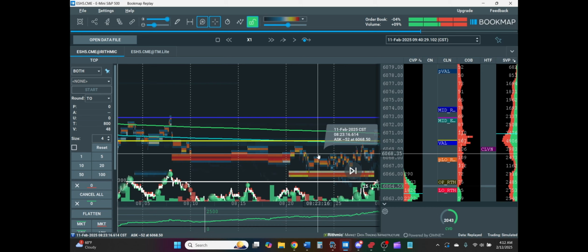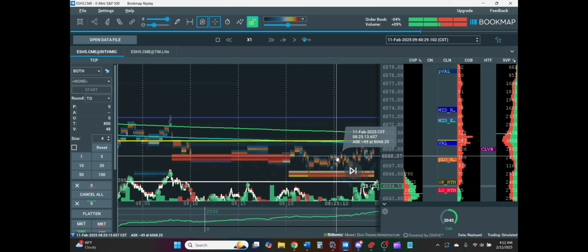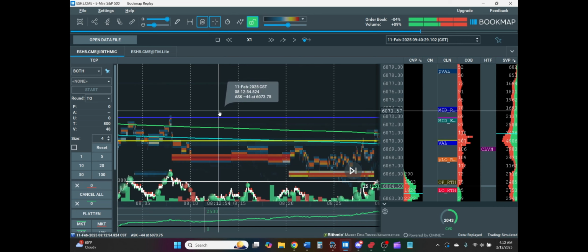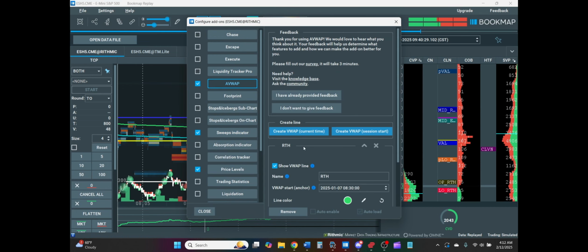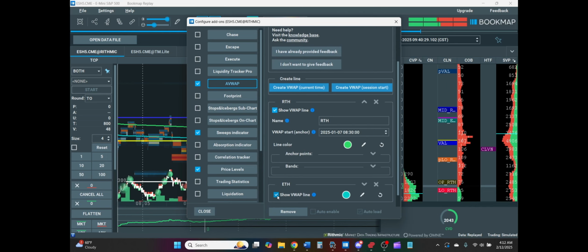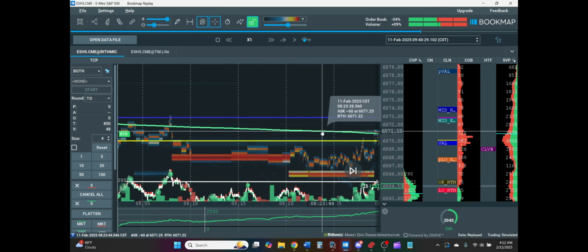So we have our VPOC here, which is going to be our ETH VPOC. It resets at 8:30 Central Standard Time at RTH open. Let's turn off the ETH, turn this one off, less confusing. Okay, so we have VPOC, VWAP, and our mid.